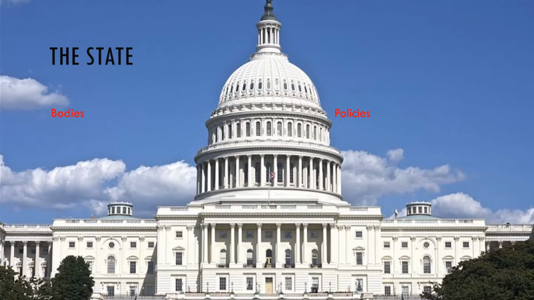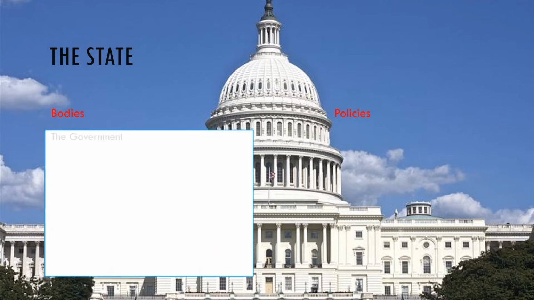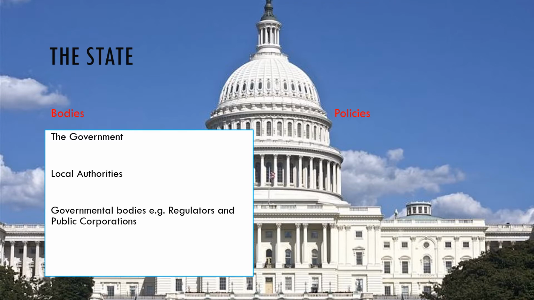So let's start off with a quick reminder of what we mean by the state and what we mean by macroeconomic policies. So when we're talking about the state, normally we think of the government. So these are, in democratic societies, comprised of elected representatives who make decisions on behalf of society. The state can also involve local authorities, so your local council, who are responsible for things like the libraries, collecting the rubbish, all that sort of stuff. It could also involve any other governmental bodies, for example, regulators. They're not really the government or the local authority, but they're still part of what we would describe as being the state.